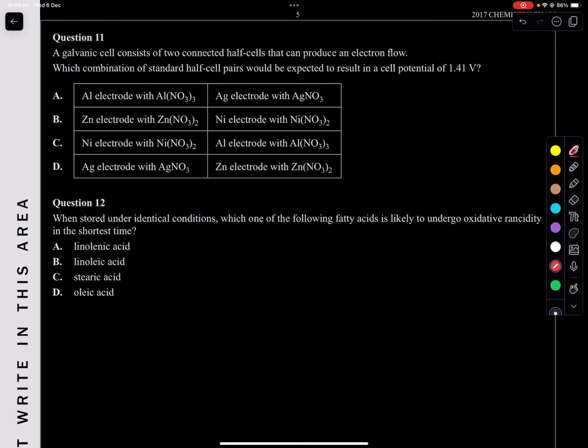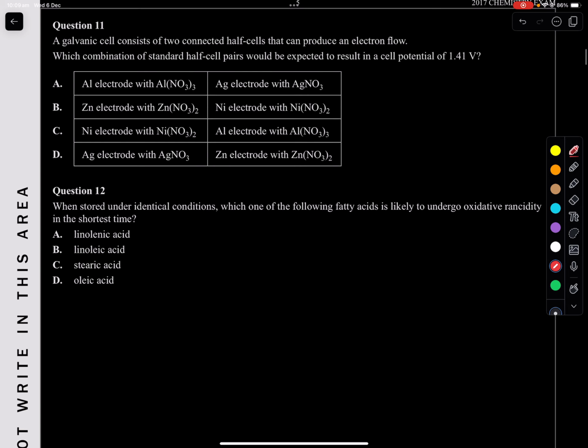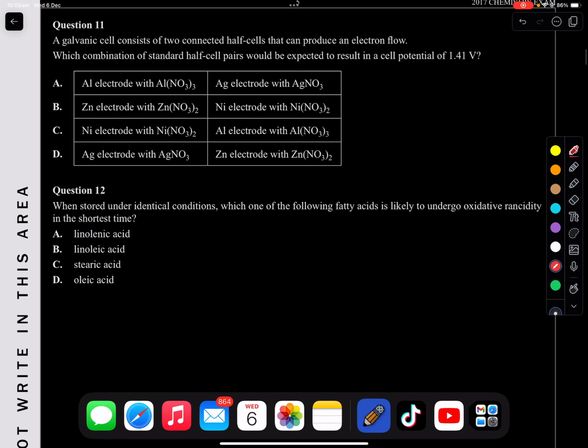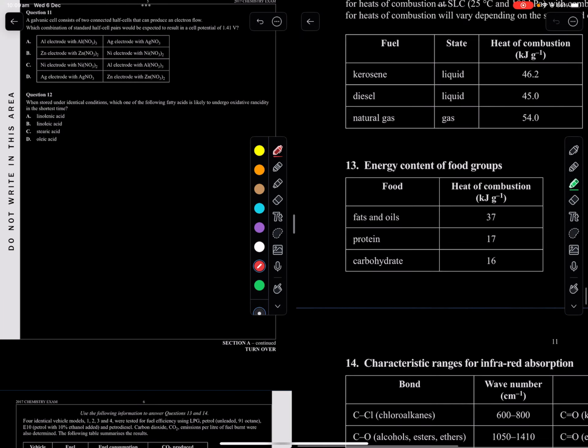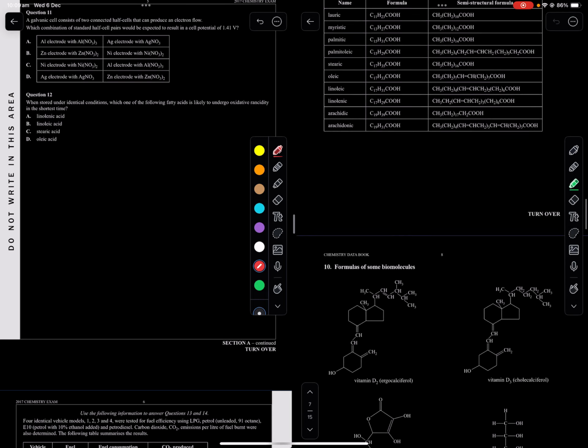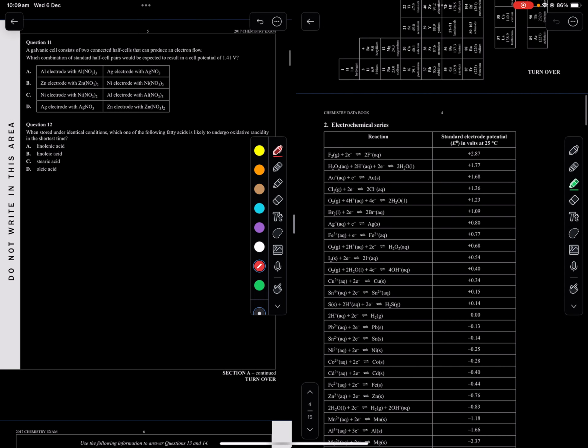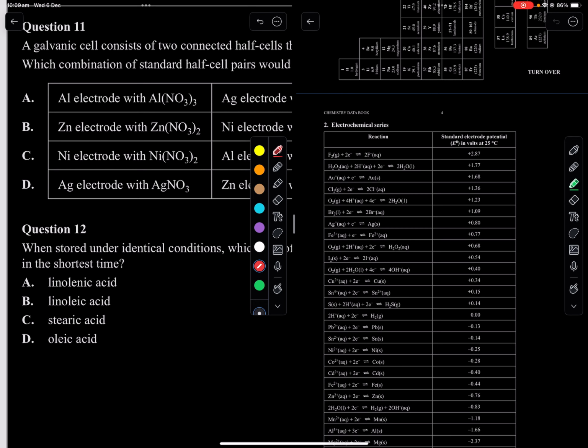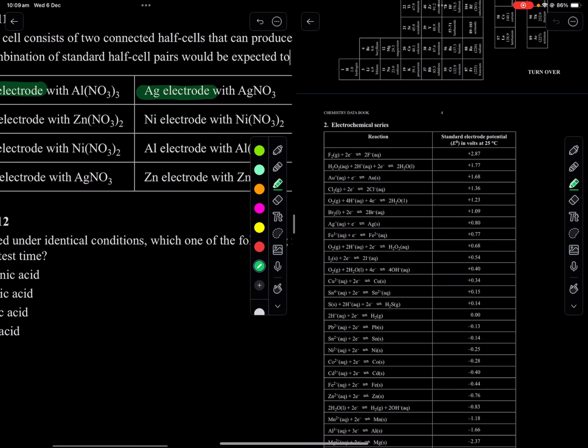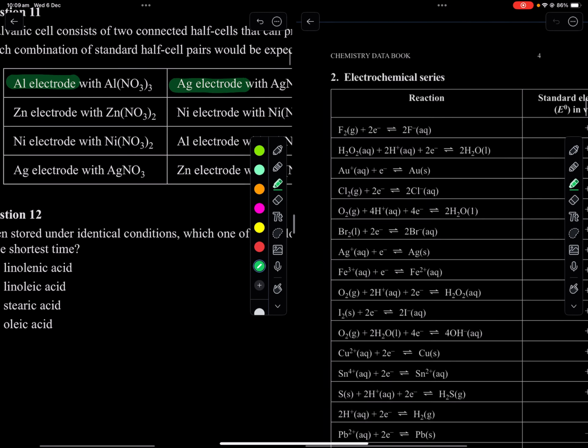Question 11. A galvanic cell consists of 2 connected half cells that can produce an electron flow. Which combinations of standard half cell pairs would be expected to result in a cell potential of 1.41 volts? Nice and easy. To do that, I'm going to go to my electrochemical series. This is a very common and easy question. Let's look at the first case. We have an aluminium electrode and an Ag electrode, and let's look at it in our electrochemical series.